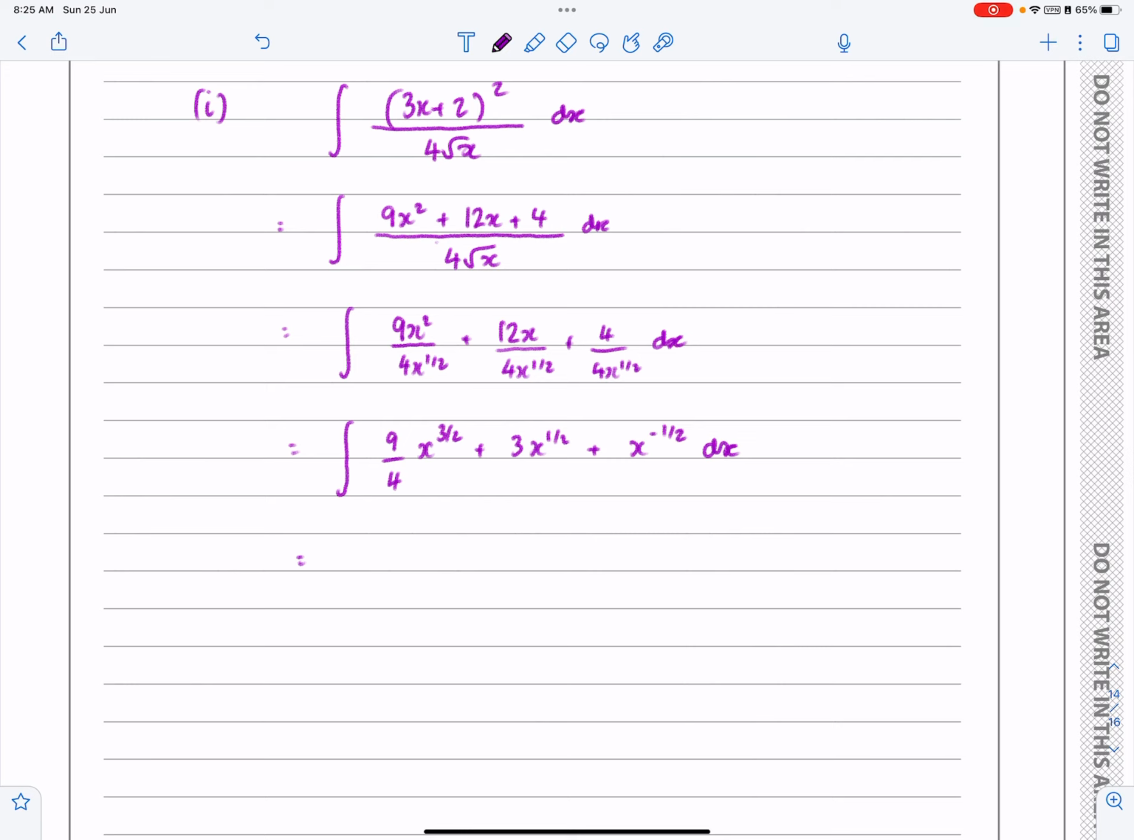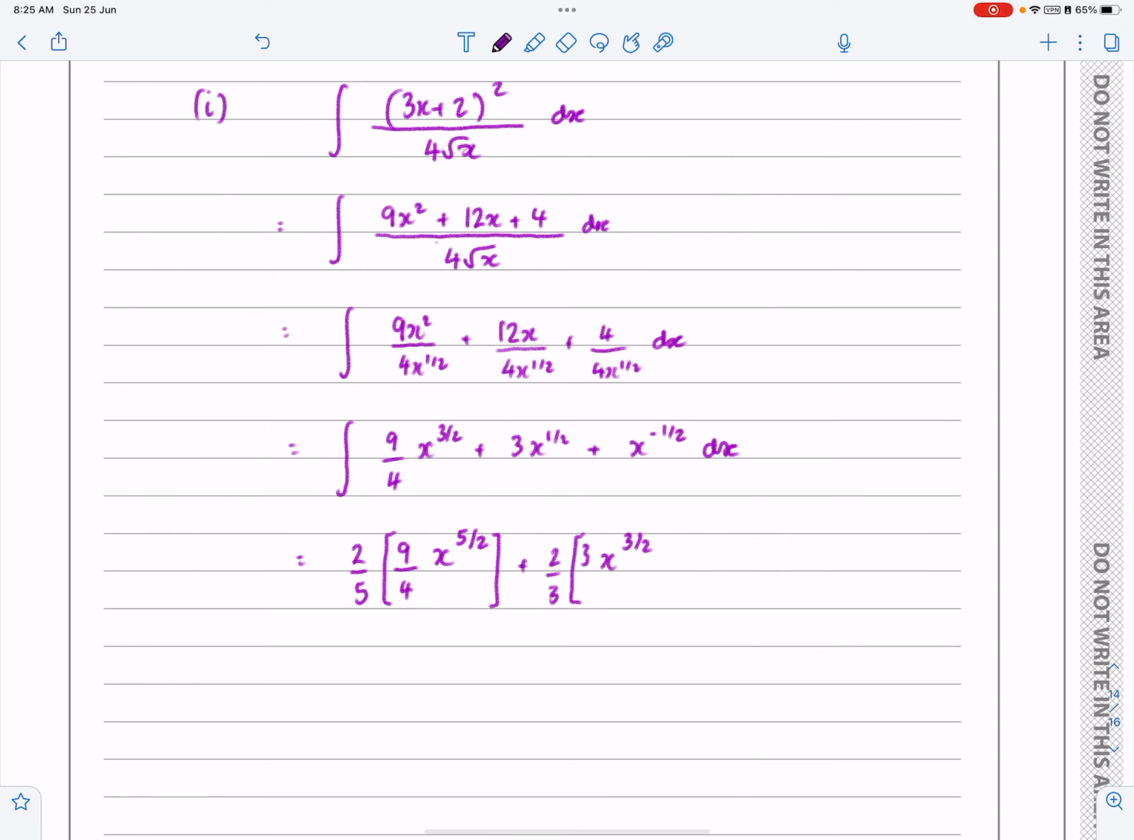So integrating is adding 1 onto the power and then dividing by the new power. Well, if I divide by 5 over 2, that's going to be the same as timesing by 2 over 5. And this is absolutely a case where I'm not going to divide by 5 over 2. It makes it harder for me, so I'm going to leave it like that. Plus, add 1 onto the power. So dividing by 3 over 2 is the same as timesing by 2 over 3.